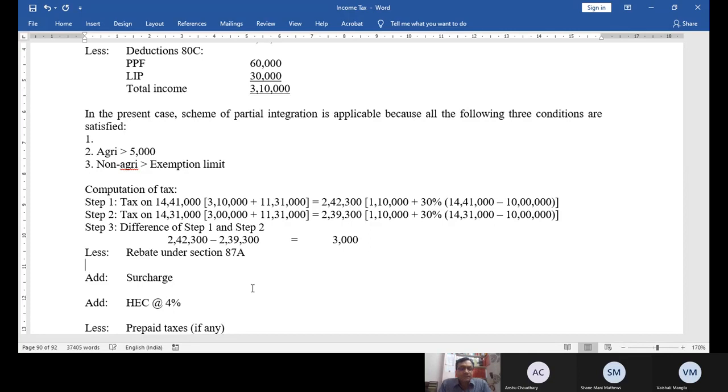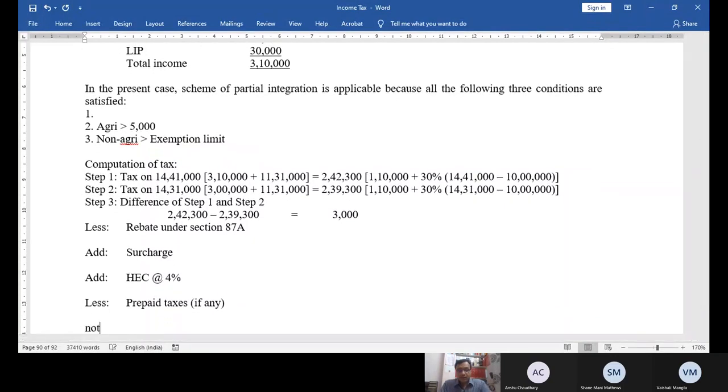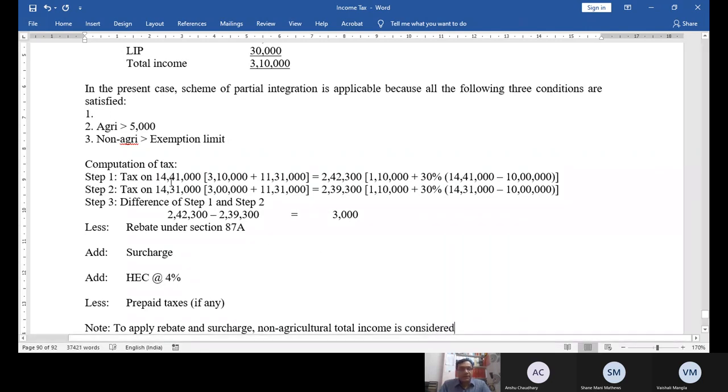Now how much will be the rebate? Now for rebate, total income is considered. So do remember that to apply rebate and surcharge, non-agricultural total income is considered. Just because my agriculture plus non-agriculture is this 14,41, don't decide on the basis of this value for giving rebate etc. This is only to compute tax. Check the total income. What is my total income?